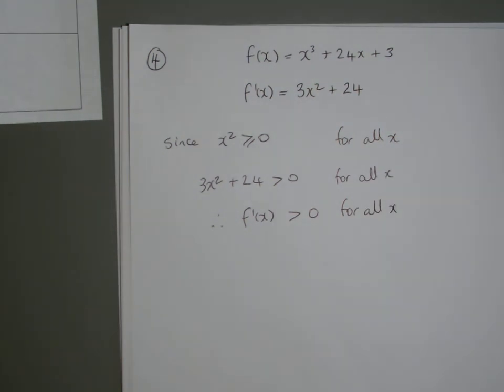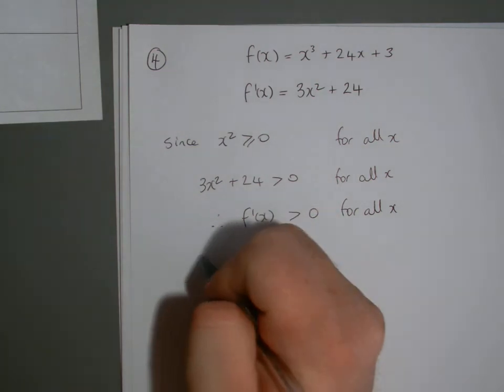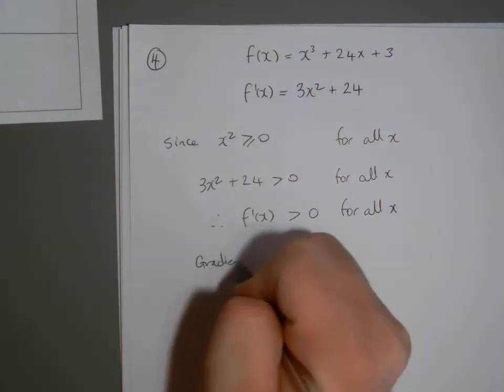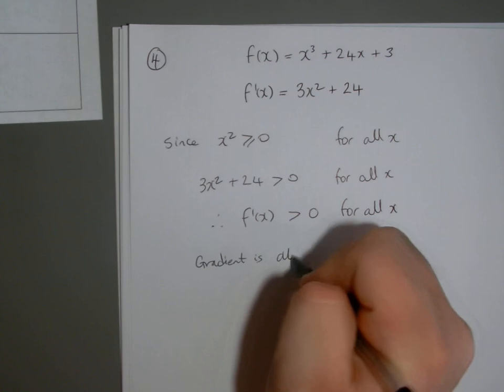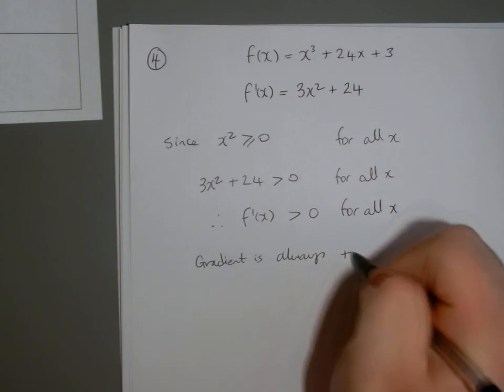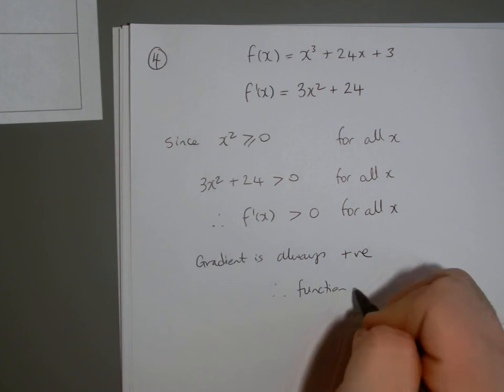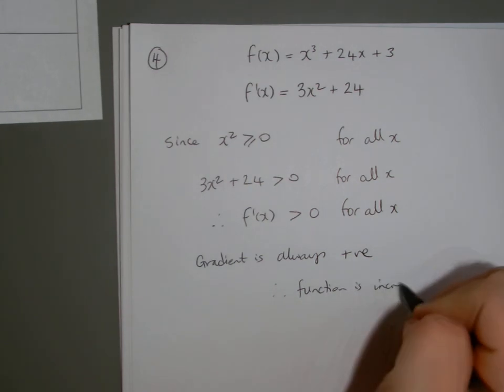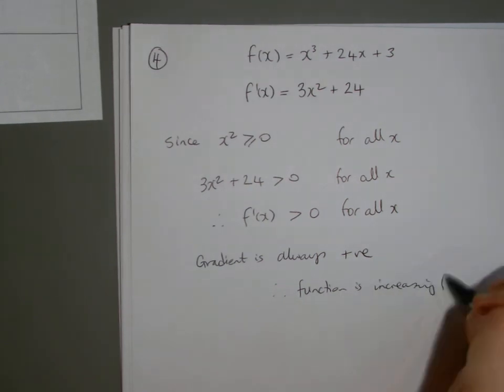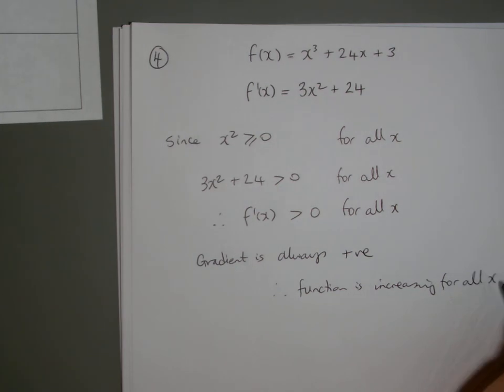So we've shown that f dash of x is greater than 0 for all x. In other words, the gradient is always positive. Therefore the function is increasing for all x values.